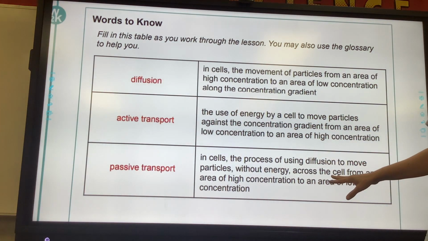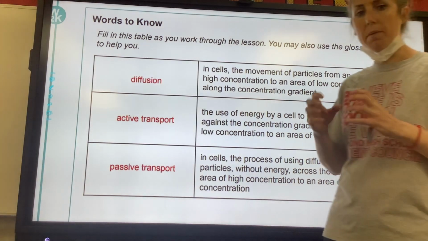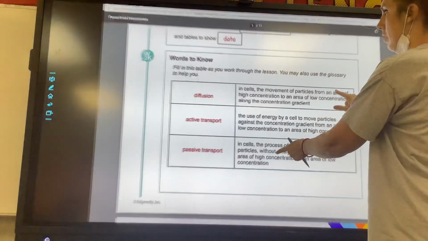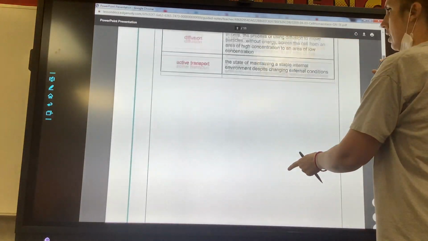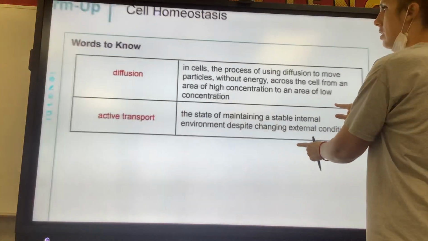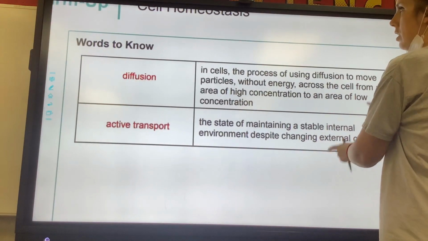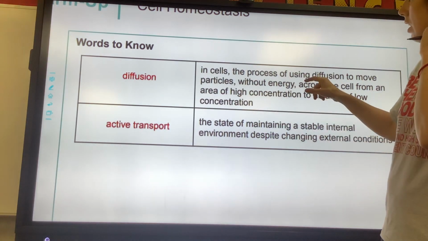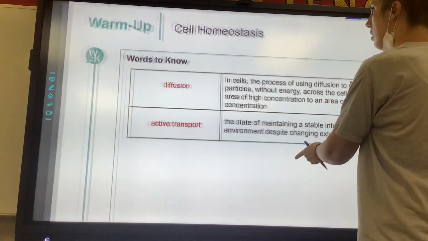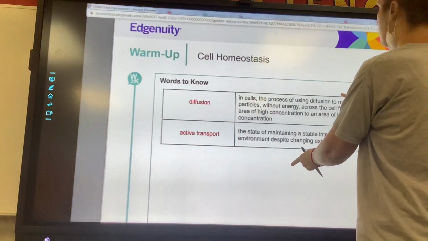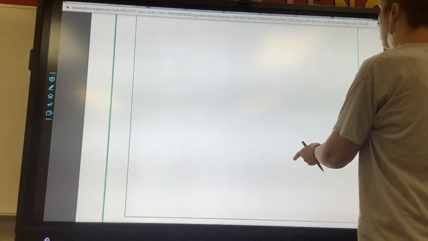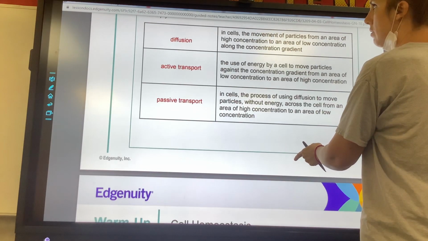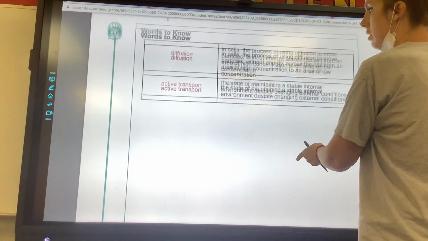And that's usually going from a high concentration to a low concentration. It's going with the flow. Last but not least, diffusion. When you diffuse, okay, I thought this was just up there. Yeah, they have diffusion and active. Huh. Weird.